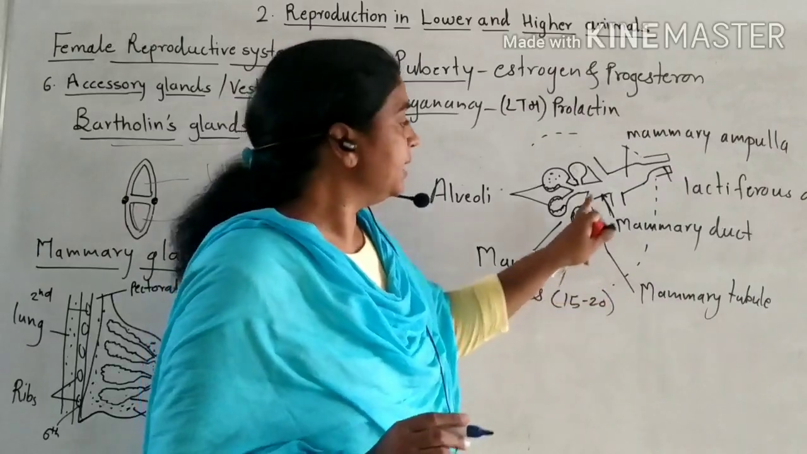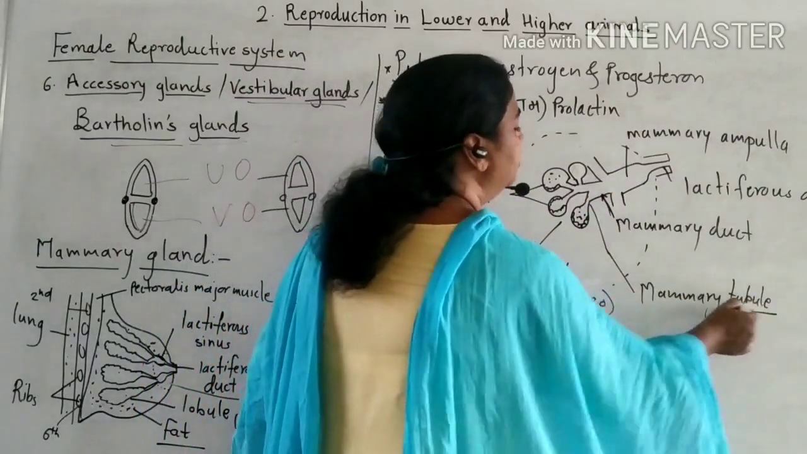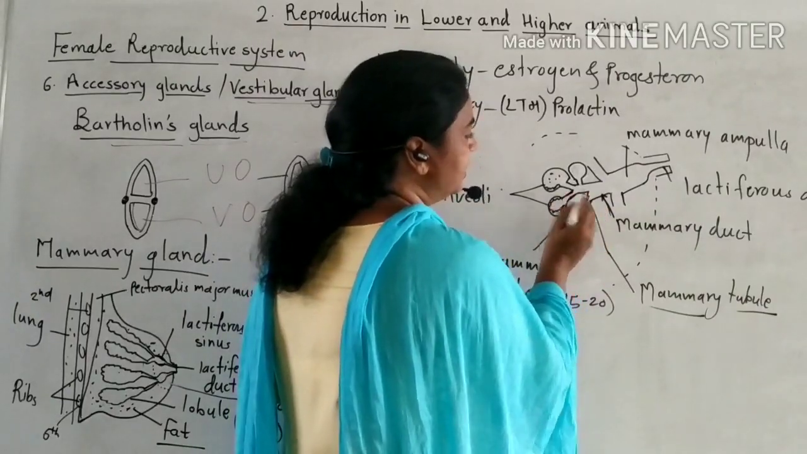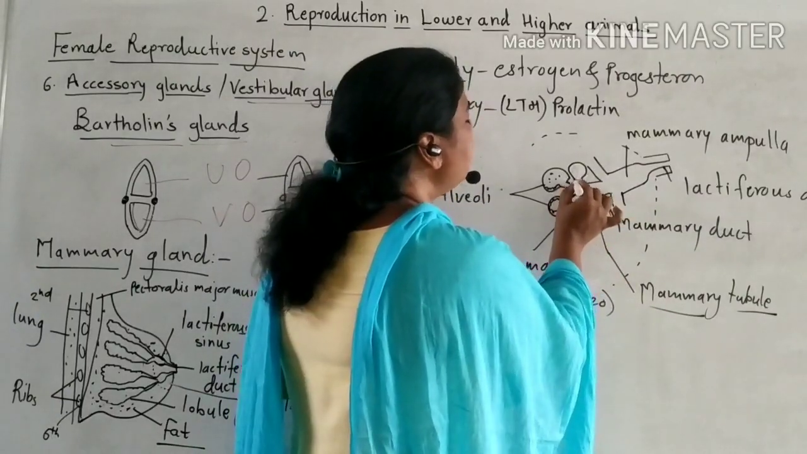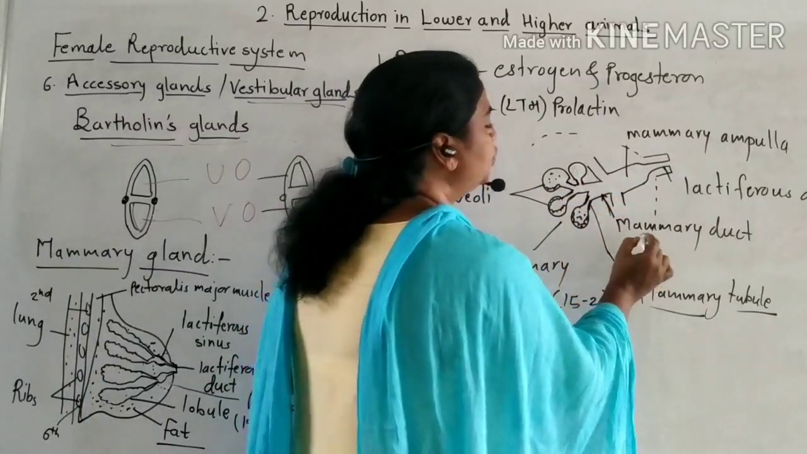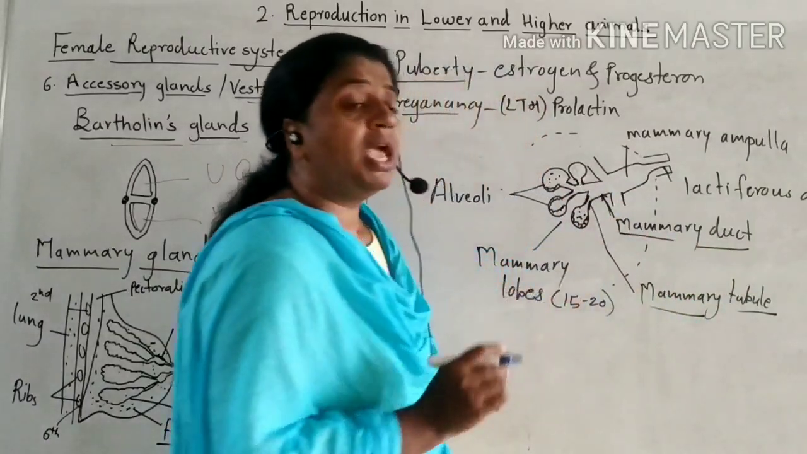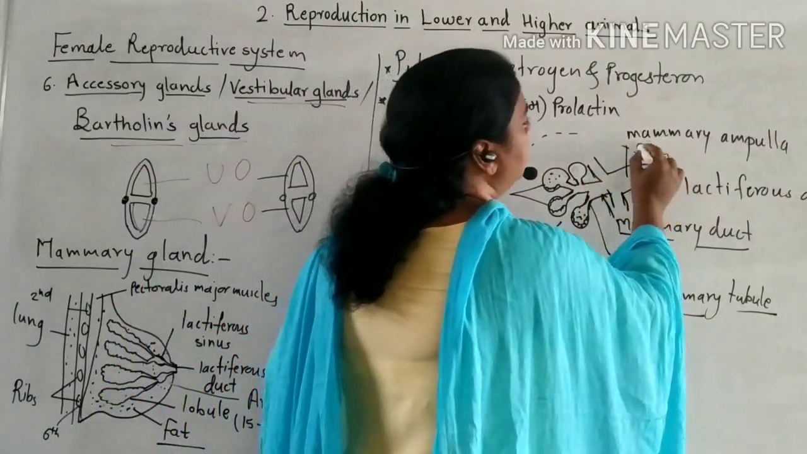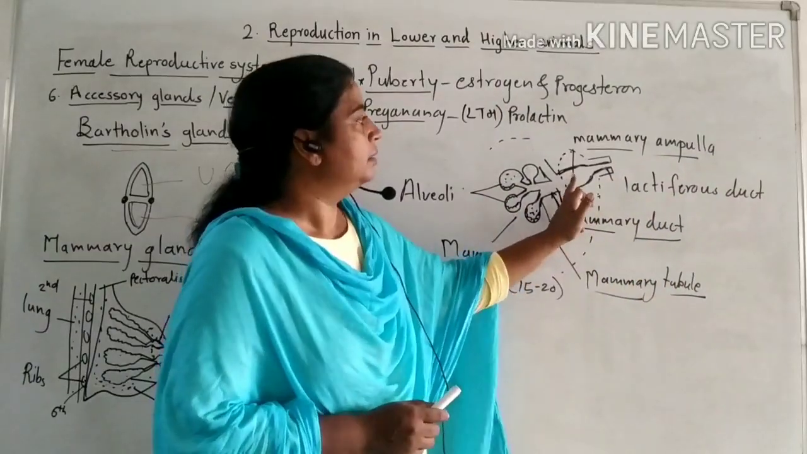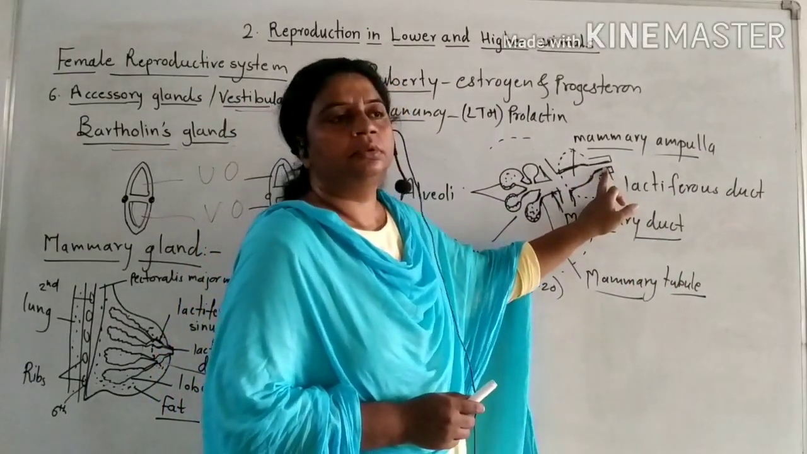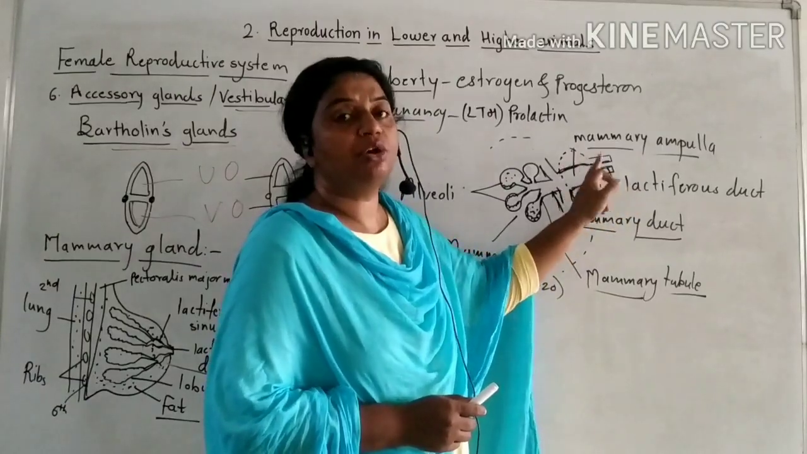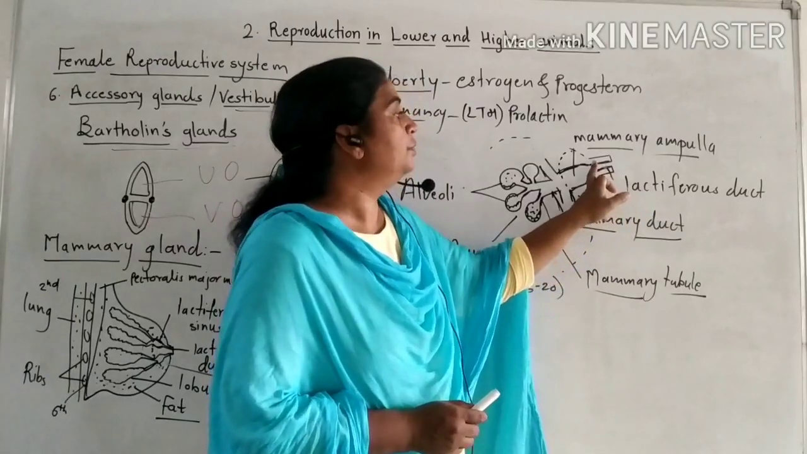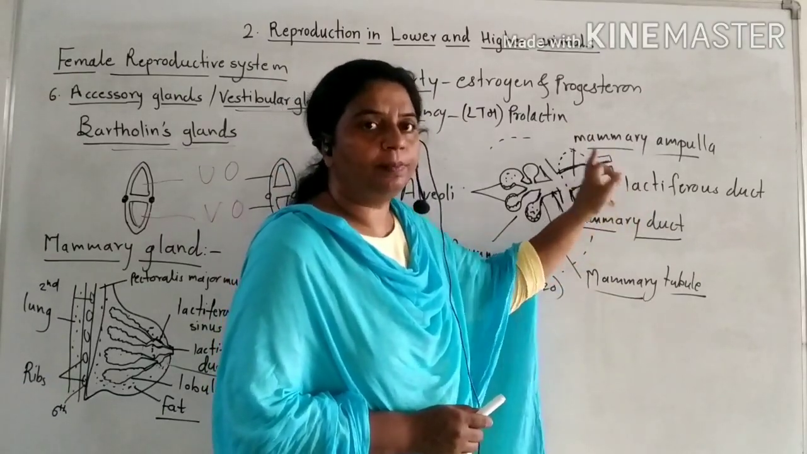This alveoli is then connected to a mammary tubule. This short duct is called a mammary tubule. A number of mammary tubules join to form a mammary duct. And a number of mammary ducts join to form a mammary ampulla. This mammary ampulla opens on the nipple by converging into a lactiferous tubule, which converges on the nipple or opens on the nipple.